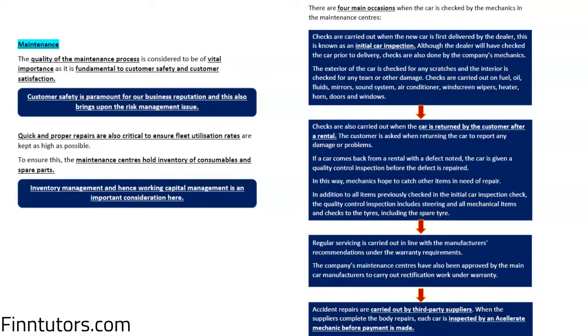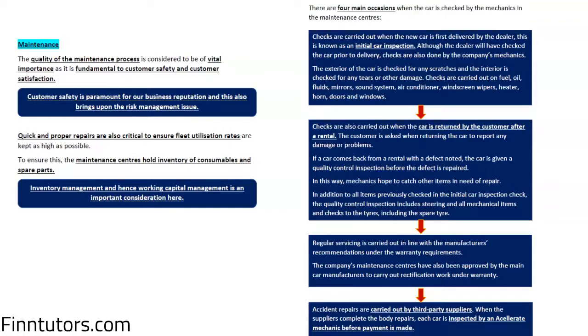After that, they have given us four main occasions when the car is checked by the mechanics in the maintenance centers. So they have given us four main occasions as to how the maintenance system works. Now, this is a lot of detail into how each part of the maintenance depot or maintenance system functions, but it's important for us to know the key areas.